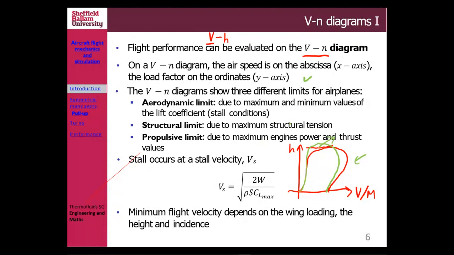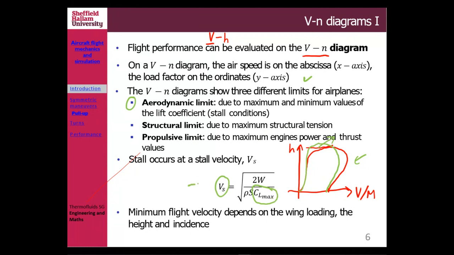Now, there are several limits. If you look at the VN diagram, there are several limits of your aircraft that you could indicate. The first is obviously your aerodynamic limit, which has to do with the capability of your wing to produce lift itself. In terms of speed, there is a minimum speed your aircraft can fly at, with respect to the maximum CL that your aircraft could produce.